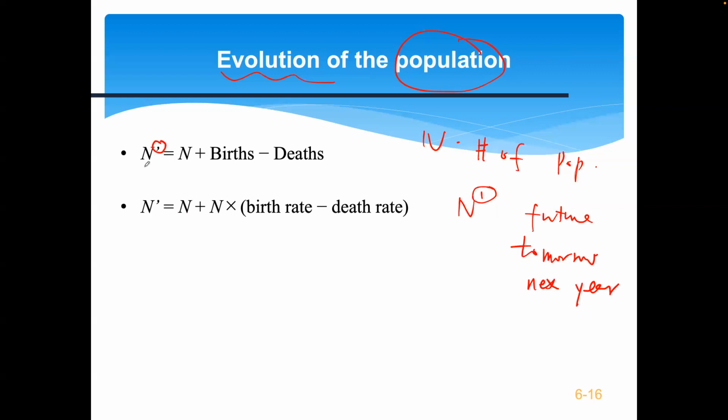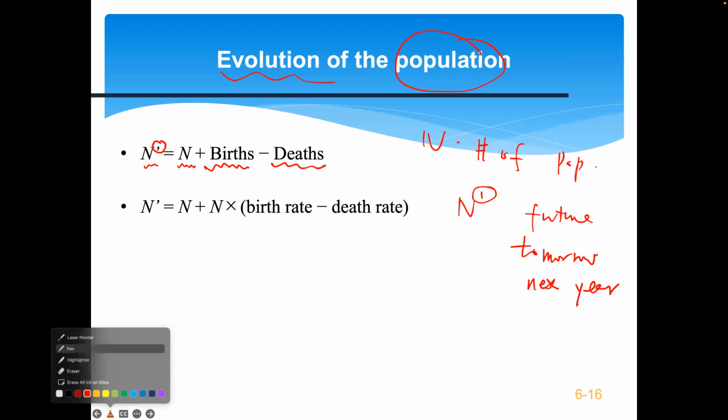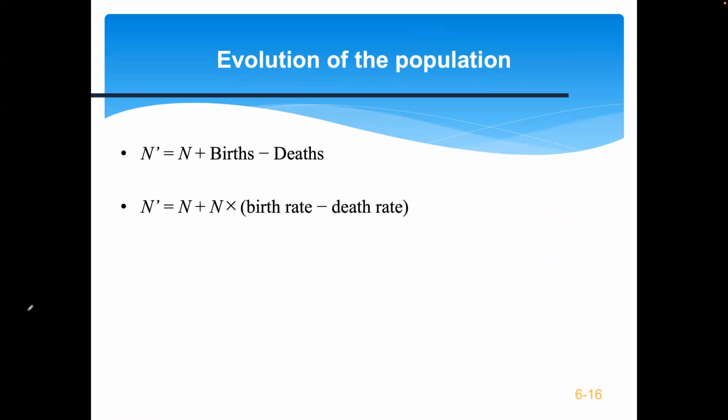Now, next year, the population size is going to be determined by three things: the size of the population in the current period, plus some newborns, and then finally there are people dying. So this is a natural process. Hence, the size of the population in the next period is going to be determined by these three variables.